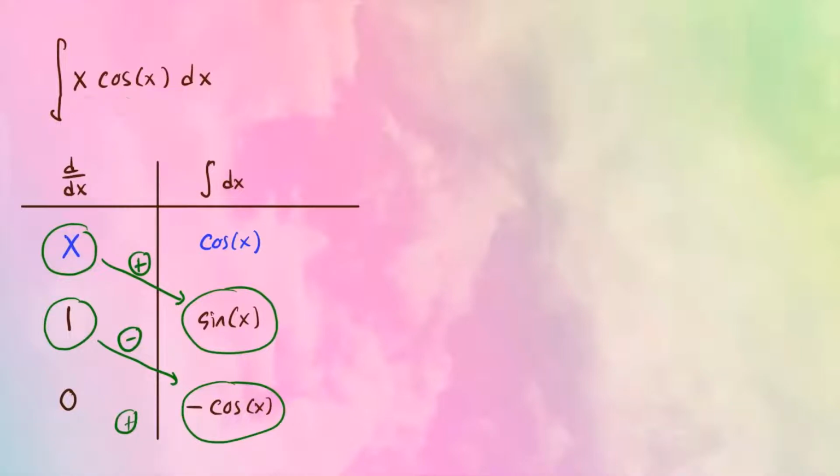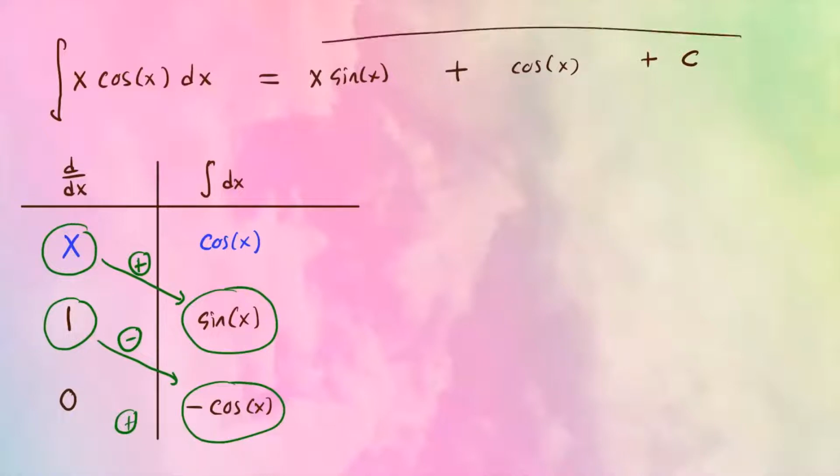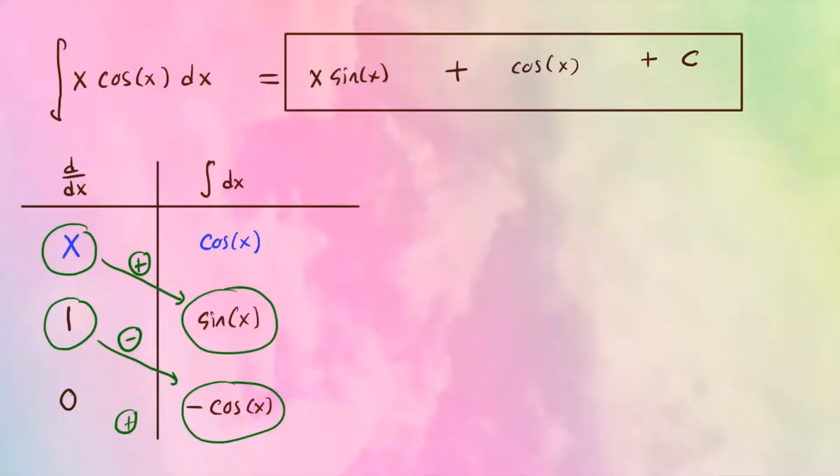So this integral is equal to x times sine of x minus 1 times negative cosine of x, and of course plus c, the integration constant. Now we're going to clear out these negatives, so negative times negative is positive cosine of x plus c. So that will be our final answer to this problem.